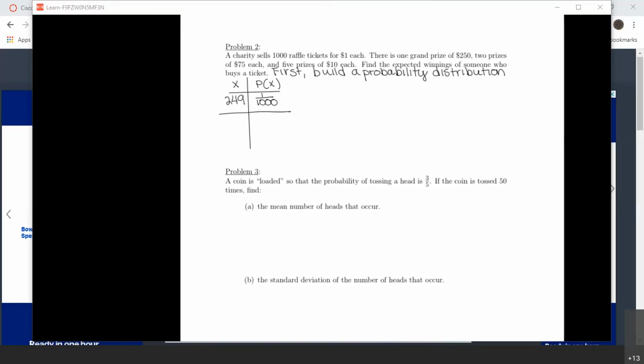The second prize, $75, the net value of that to me would be 74 because it cost me $1 to play the game. And there's 2 of them out of 1,000. There are third prizes of $10, but again, the net value to me is 9 because I had to pay $1 to play the game. And there's 5 of these.